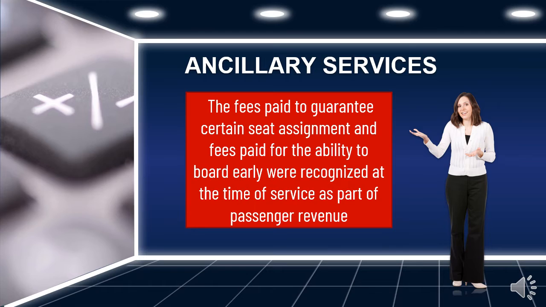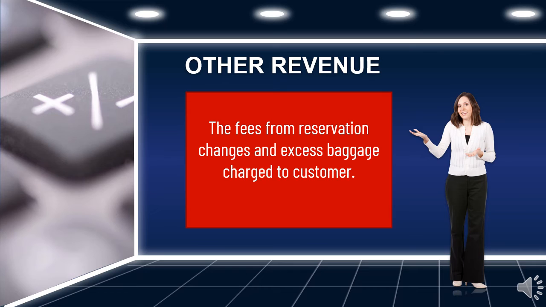Ancillary service. Passenger revenue included seat revenue and revenue from ancillary product offerings. The fees paid to guarantee certain seat assignments and fees paid for the ability to board early were recognized at the time of service as part of passenger revenue. The last is other revenue: the fees from reservation changes and excess baggage charged to customers.